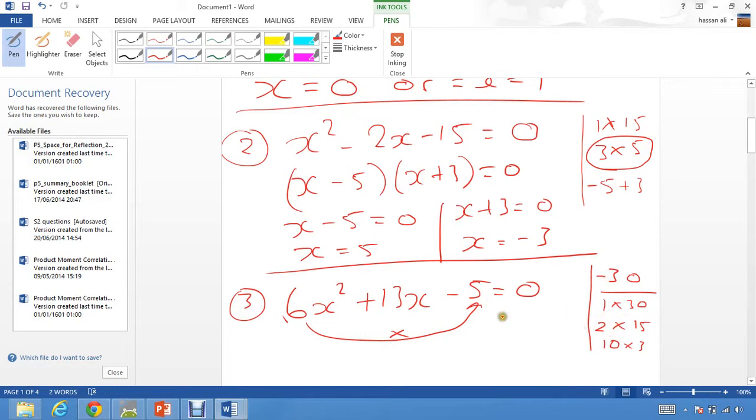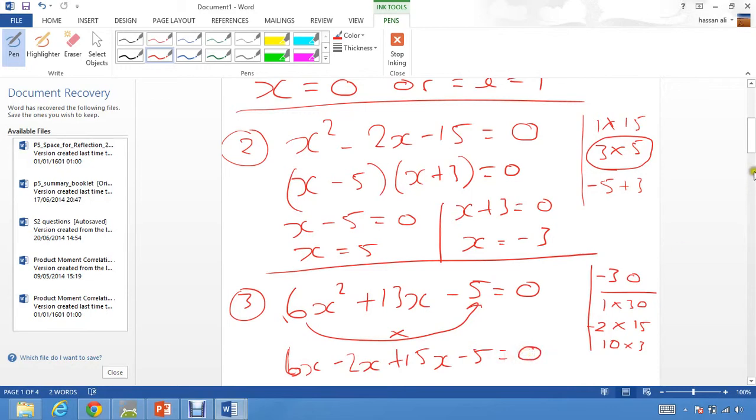So 15 minus 2, that works. Does it give me minus 30 if I multiply? Yes, it does. So now what we do is split. We split this 13 up, so we've got 15, and I'll put minus 2x here. Plus 15x minus 5 equals 0.